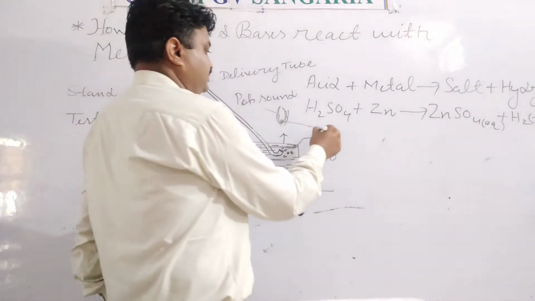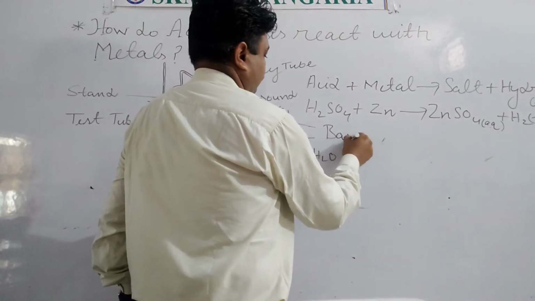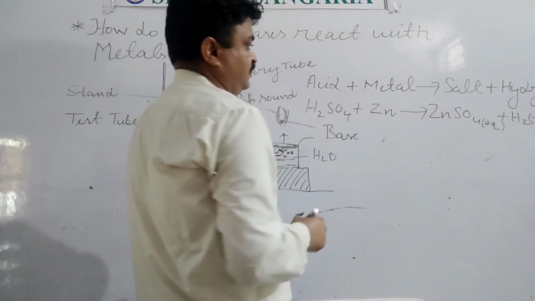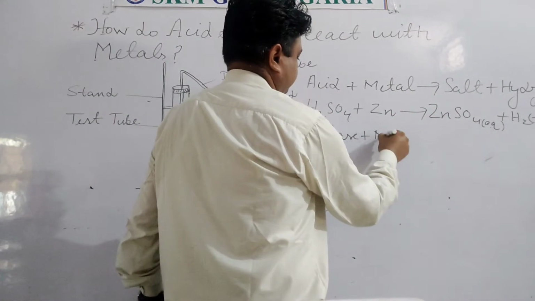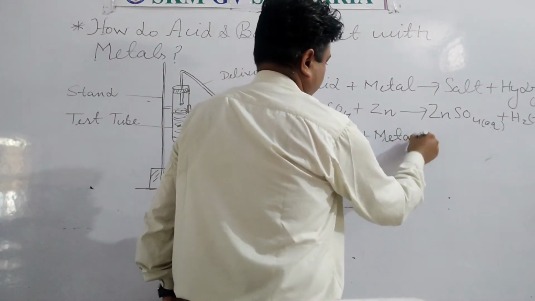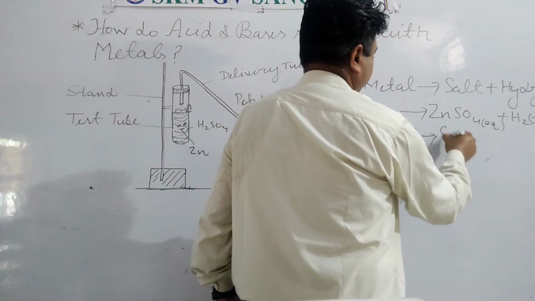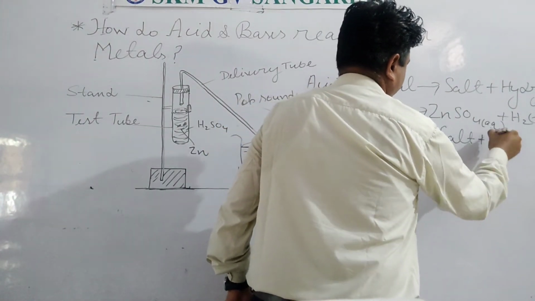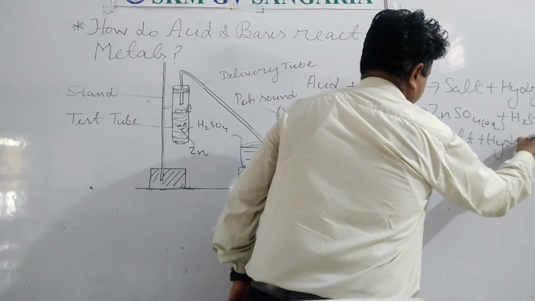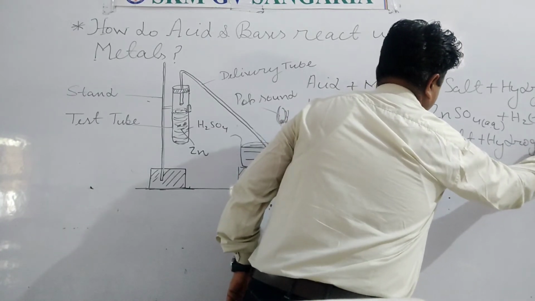So hydrogen gas is evolved in both cases. Like when the acid reacts with the metal, similarly when the base reacts with the metal, they also produce salt and hydrogen gas.